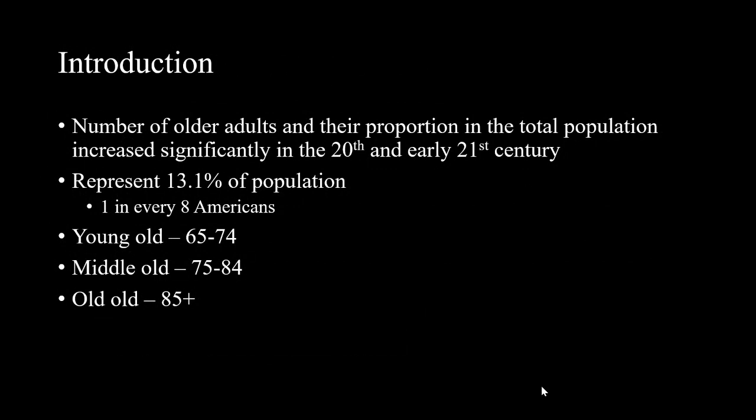So we'll talk about the older population. The number of adults and their proportions in the total population in the US have increased significantly in the 20th and 21st century. Currently, our elderly population represents 13% of our entire population, which is about 1 in every 8 American adults. And as I spoke about earlier, the 3 main classifications for older adults are young old, which is 65 to 74, middle old, which is 75 to 84, and old, which is over 85.